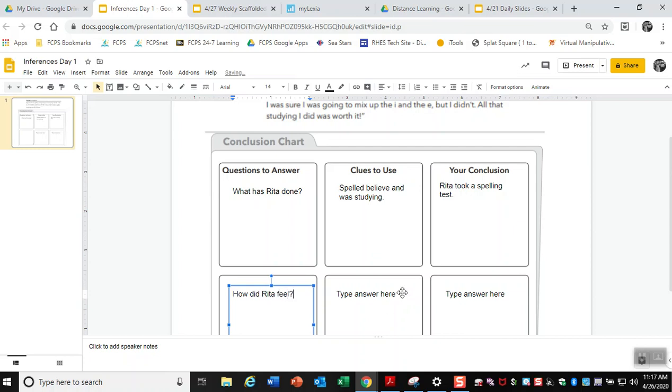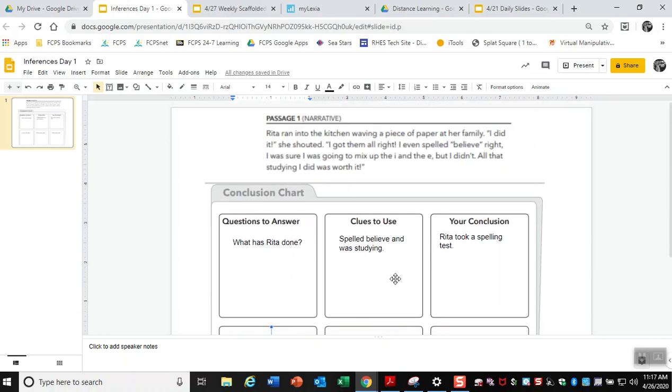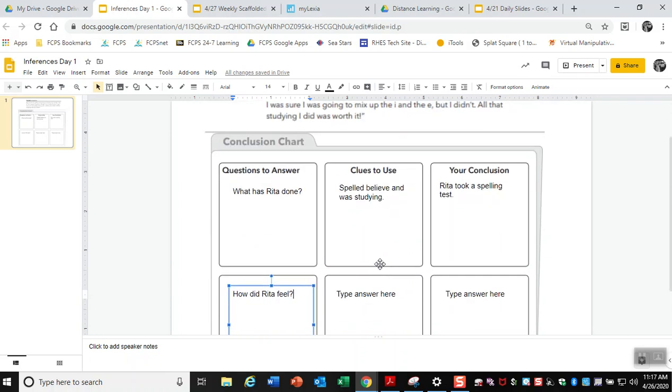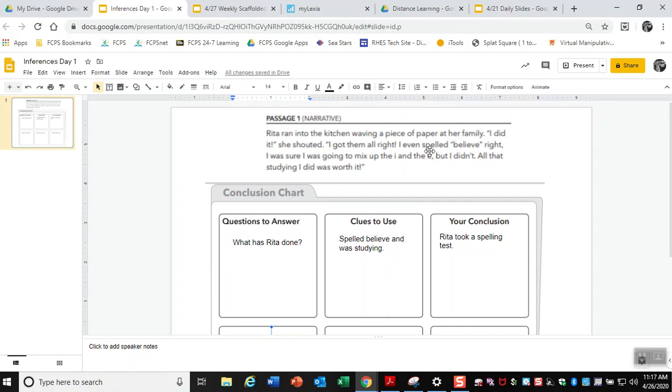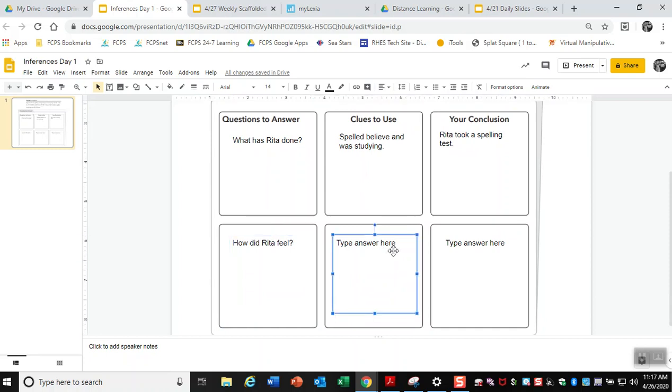So I'm going to type my question here in this box, how did Rita feel? And now I'm going to go back into my text because, again, remember, this is making an inference. It doesn't tell us every single thing that she did. So the part that tells me she got them all right. Whenever I look up here, I see that she says she did it. I got them all right. So if she's saying I got them all right, and I'm going to put it in quotation marks because that is what Rita said, and we want to make sure that we're quoting that is what she said because those are her direct words.